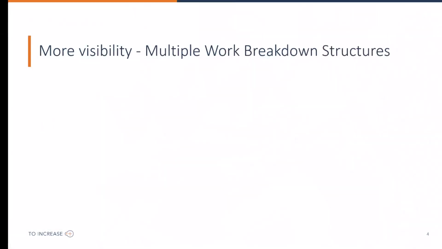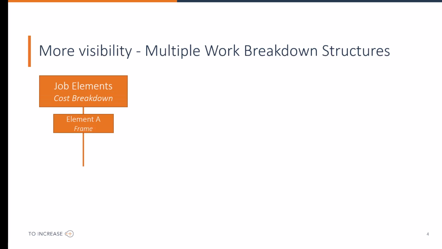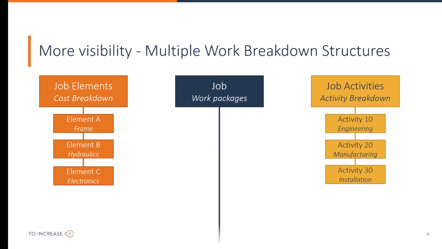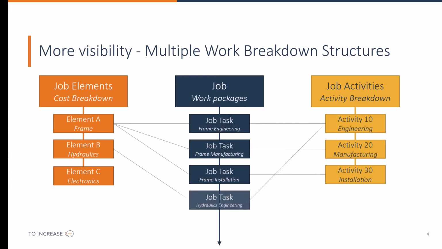To summarize, you create more visibility by using additional work breakdown structures. You can break down the deliverable in its main components, the elements, and then define for each element the activities required to create the element. The combinations of element and activities are then the work packages, the job tasks.